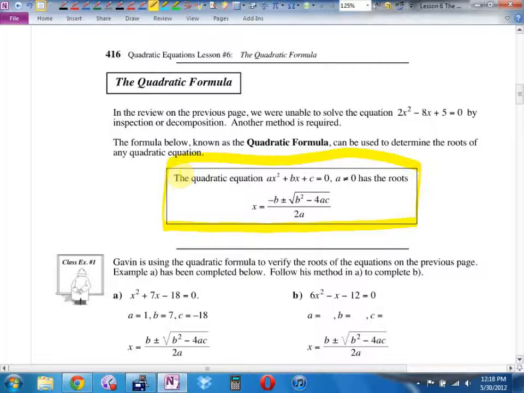How does it work? See this right here? Right above it, I'd like you to write this: ax squared plus bx plus c equals 0. And try to line up the squared with the squared, the x with the x, and the number with the number. I couldn't quite. I had to write big so you guys could read.